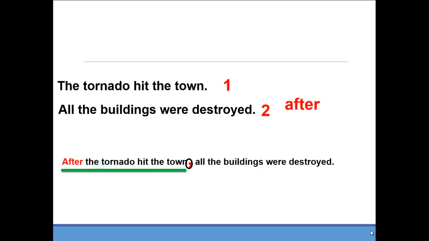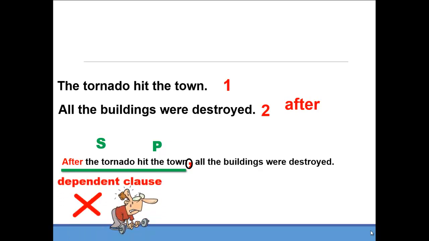Let's take a look at this part. After the tornado hit the town, can we use this part of the sentence alone? After the tornado hit the town. What happened after the tornado hit the town? We don't know, so no, we can't use this part alone. So it is a dependent clause because it depends on the other part of the sentence to make sense.